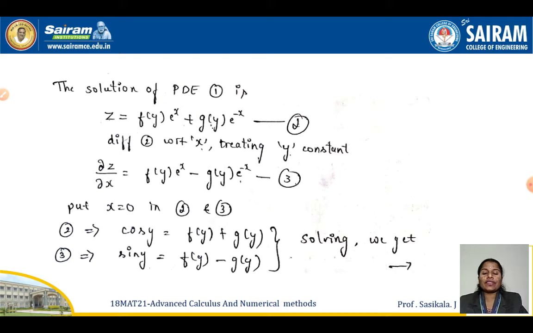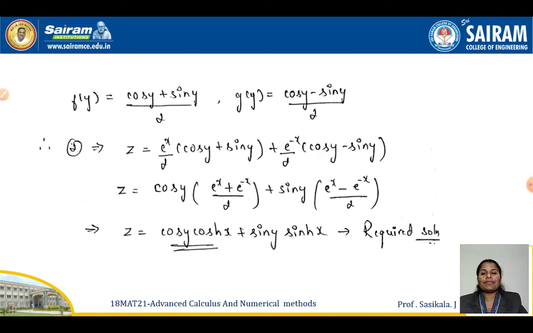You can solve it as a simultaneous equation. Add them, and I'll get 2f(y), since g(y) will get cancelled. So f(y) is (cos y plus sin y) by 2, and g(y) is (cos y minus sin y) by 2. Substitute your f(y) and g(y) into the equation. Then I make a simplification.